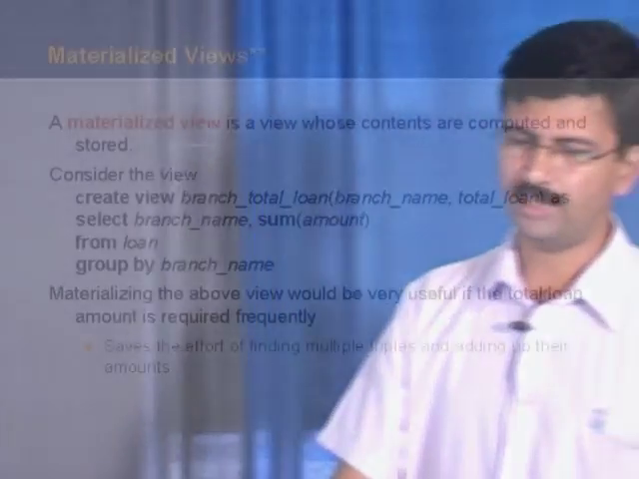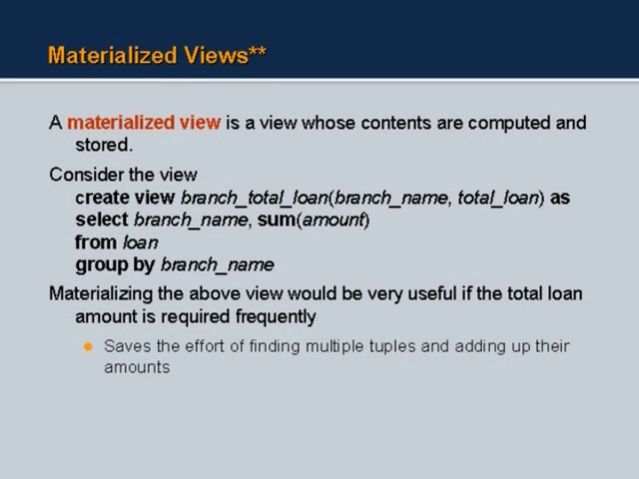So this is a view here: create view branch_total_loan (branch_name, total_loan) as select branch_name, sum(amount) from loan group by branch_name. This is just a view. We can tell the database to materialize this view, so that when you use it, it uses the stored tuples.